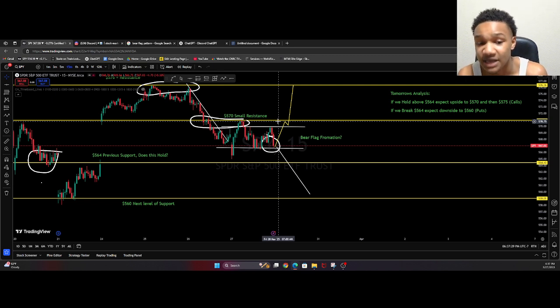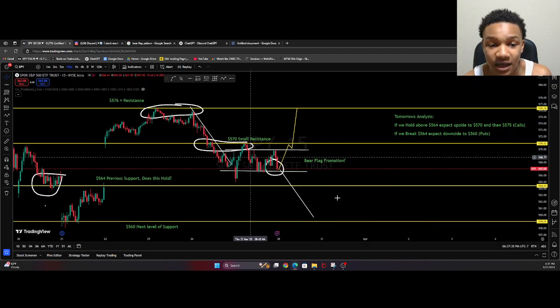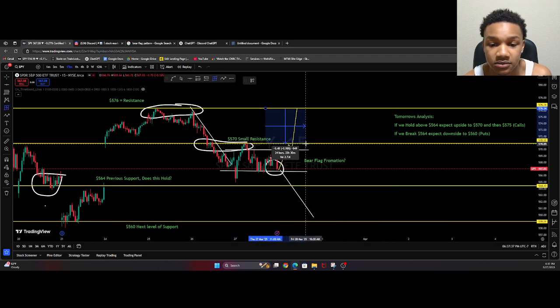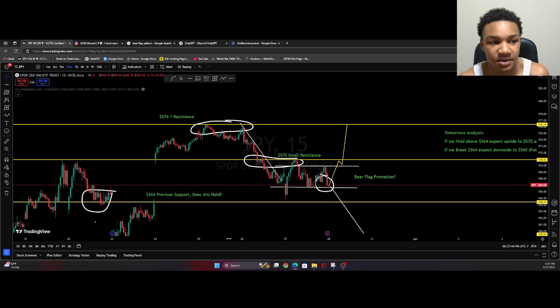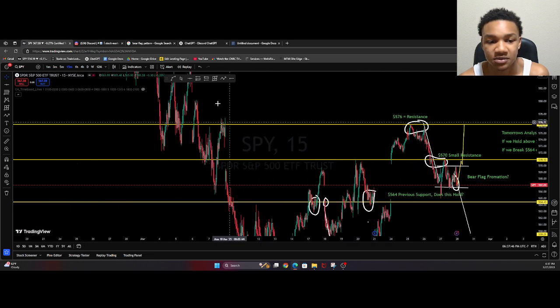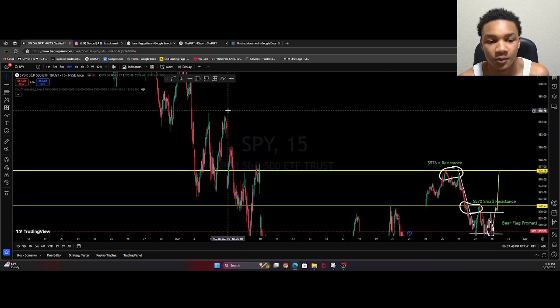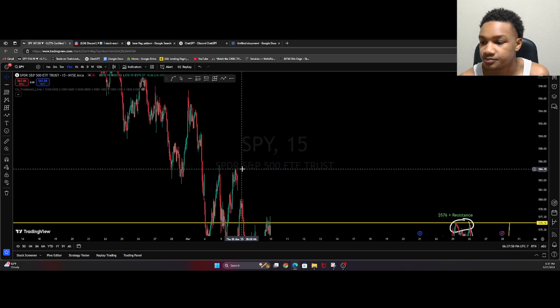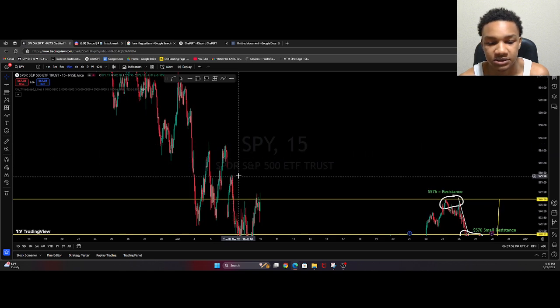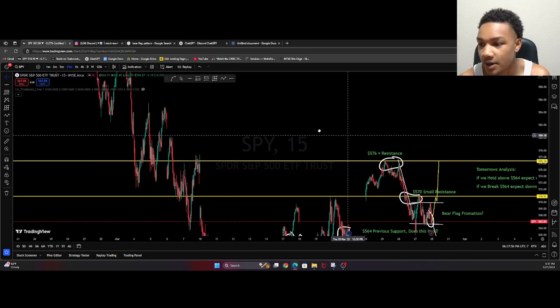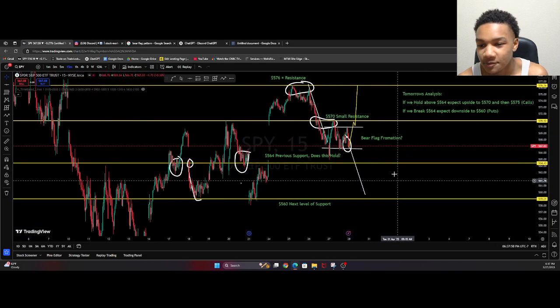But if it breaks 570 and breaks the resistance, we should be going back and filling that gap right here to 576, right? And then if we break 576, well, you know what we can expect. We can expect some more to the upside. After 576, the next level of resistance seems to be 580, right? So that's how we base it.